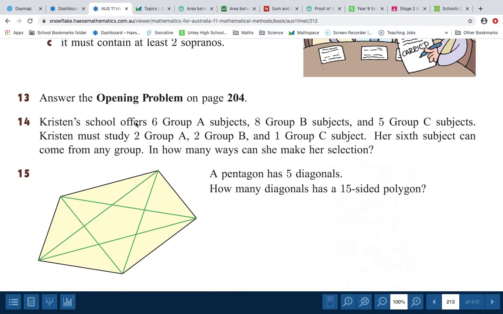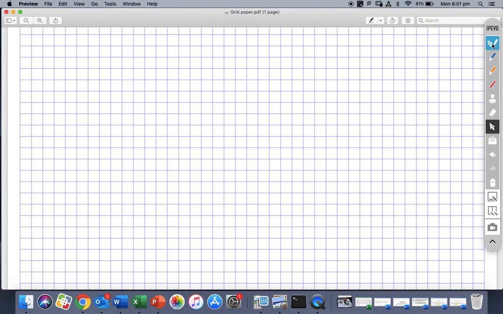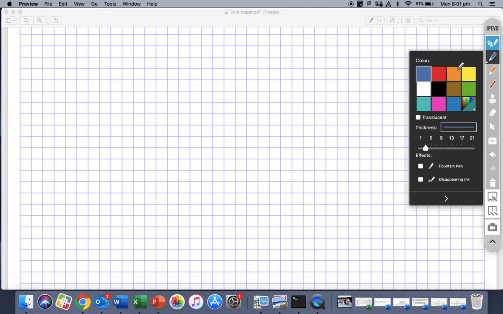So, a school is offering subjects: 6 Group A, 8 Group B, 5 Group C subjects. Kristen has to study 2 Group A, 2 Group B, 1 Group C, and then she gets a 6th subject choice, which can come from any group. So I'm going to try and make some notes here about this.